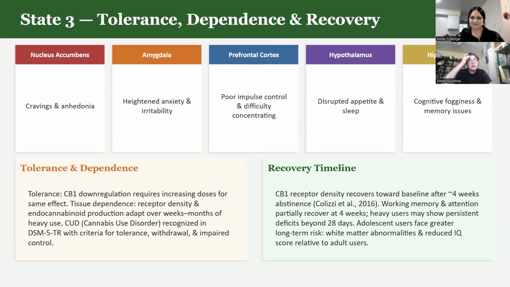And the good news on recovery, with that same source, Kalitsi et al., found that the CB1 receptor density is going to begin recovering towards the baseline after about 4 weeks, which is going to align with when cognitive function is also going to start to improve. Most working memory and attention deficits are going to partially recover by about 28 days, but for heavy users, that's going to show in possibly some more persistent deficits beyond that 28-day window.